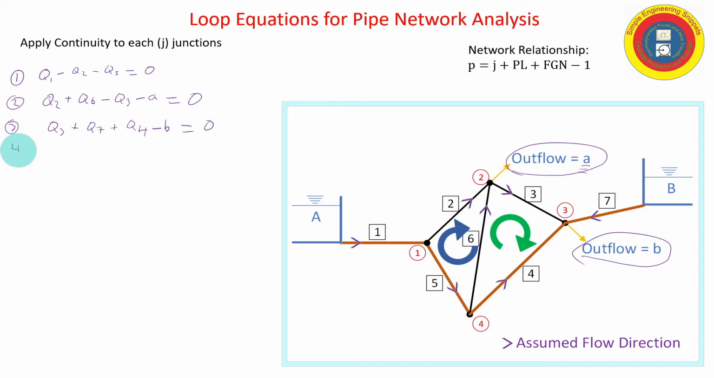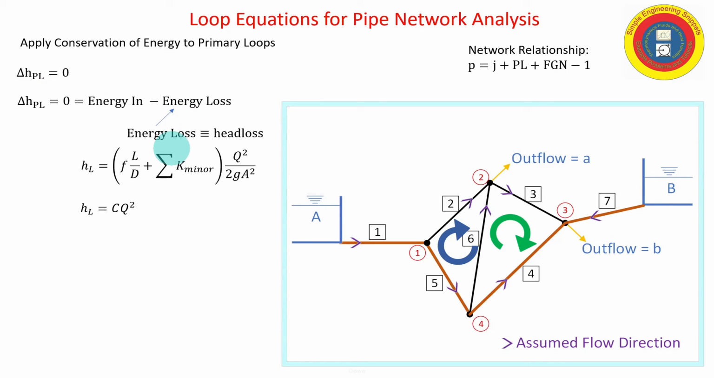One more node, junction 4, got Q5 coming in, minus Q4 leaving, minus Q6 leaving, no external demand, so set that equal to 0. All right, so there's 4 of our 7 equations needed to solve this network. Okay, so now let's apply conservation of energy to each of our primary loops.